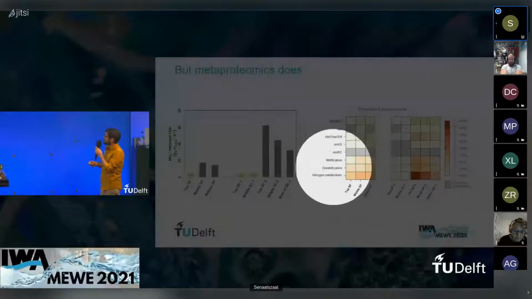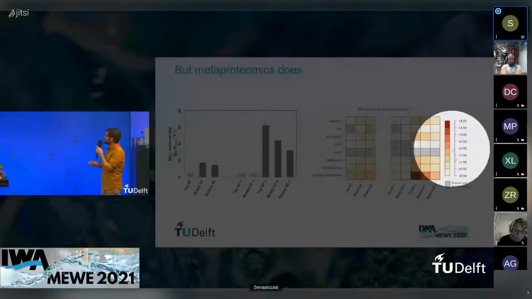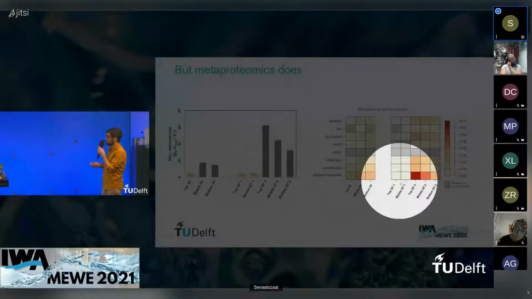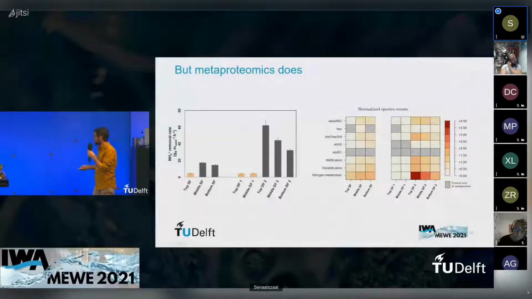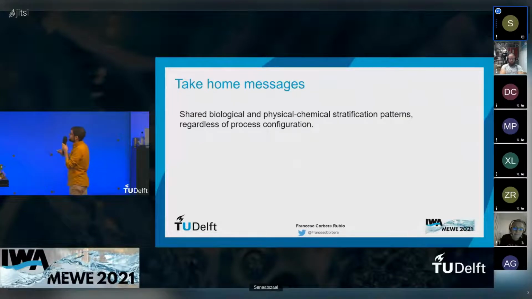And when we saw high and stratified ammonia removal capacity, we saw high and stratified abundance of the proteins that belong to nitrogen metabolism. So metaproteomics, in this case, seems to be a good method to track activity. The take-home messages: the first one, there are clearly shared biological and physical-chemical stratification patterns in rapid sand filters, regardless of whether one or two rapid sand filters are used.